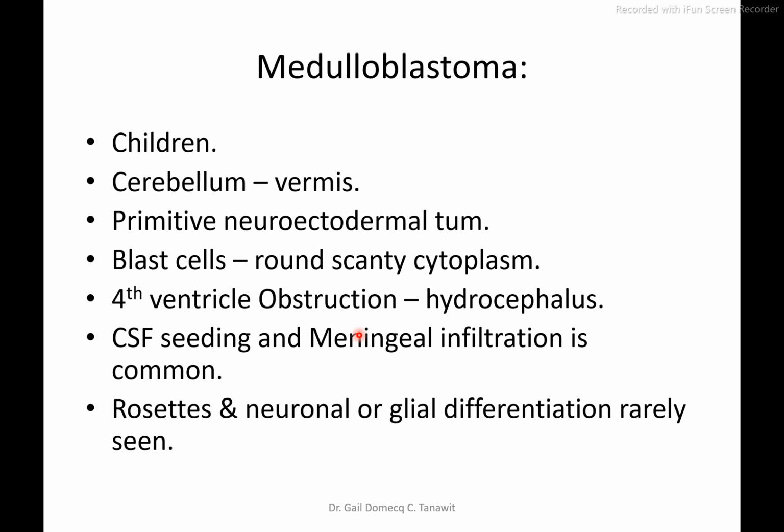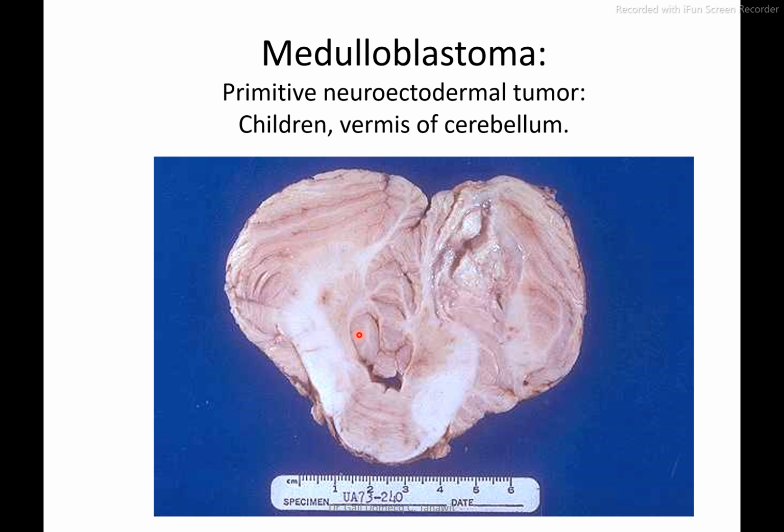They can also cause meningeal infiltration, which is also common. And what's pathognomonic for this type of tumor is they form rosettes, parang flower, and neuronal or glial differentiation is rarely seen. So this is a medulloblastoma. It's a primitive neuroectodermal tumor found among children, and usually it's located in the vermis of the cerebellum.